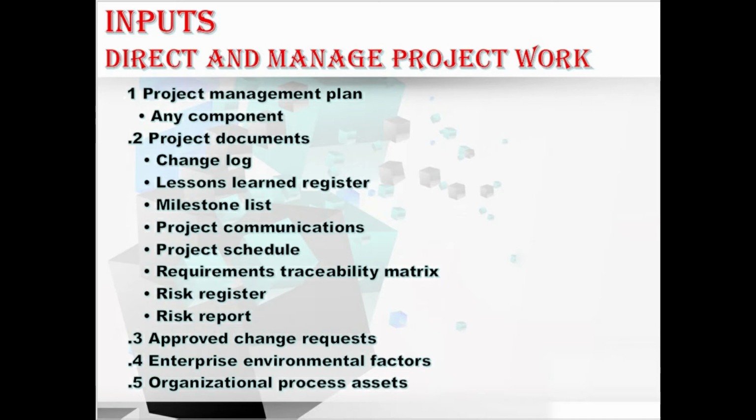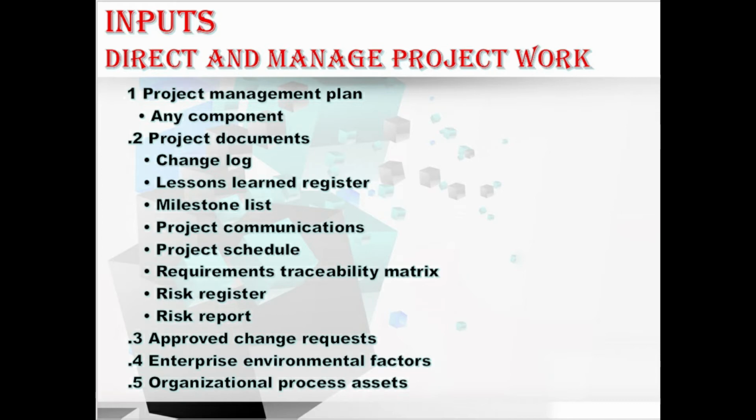Coming to the requirements traceability matrix. The requirements traceability matrix links the product requirements to the deliverables that satisfy them and helps to focus on the final outcomes. And coming to the risk register, the risk register provides information on threats and opportunities that may impact the project execution. Coming to the risk report, the risk report provides information on the sources of overall project risk along with summary information on identified individual project risks. Hope you understood this input.